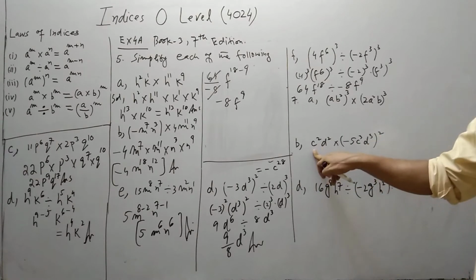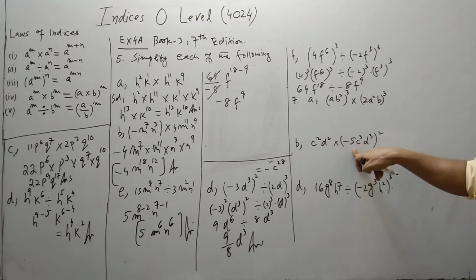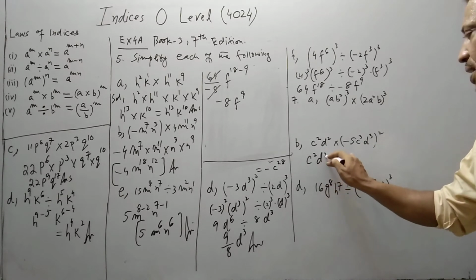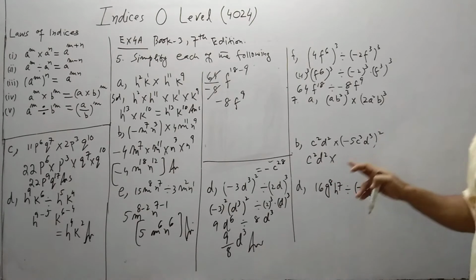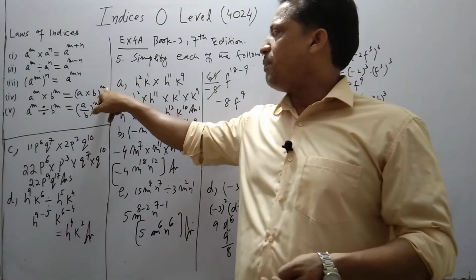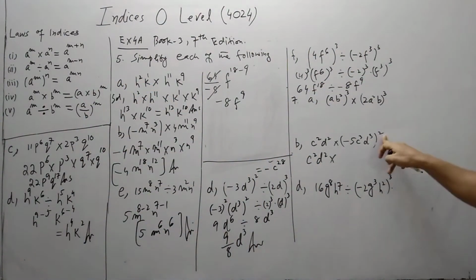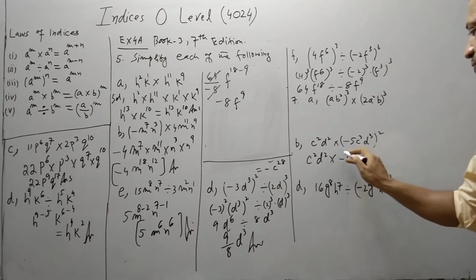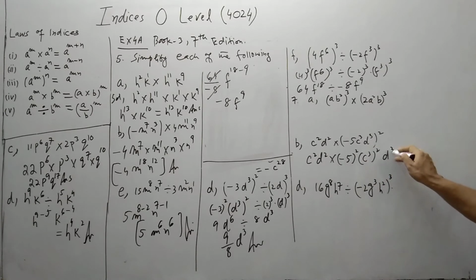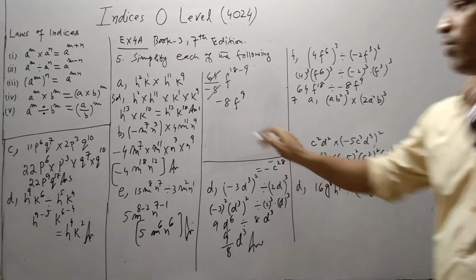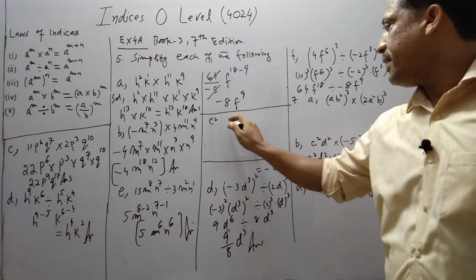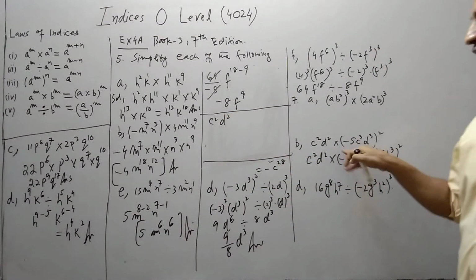part is C square D square into minus 5 C cube D cube, whole square. So this C square remains C square D square into. Apply this law: if numbers are multiplied which have some power, then we apply the power to the individual terms. So this 2 is applied to minus 5, C cube and D cube. So your final answer is C square D square minus 5 square.